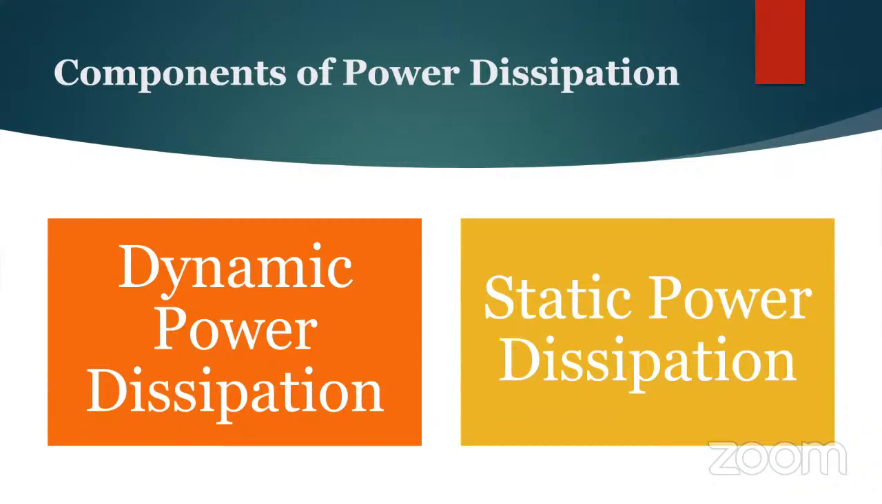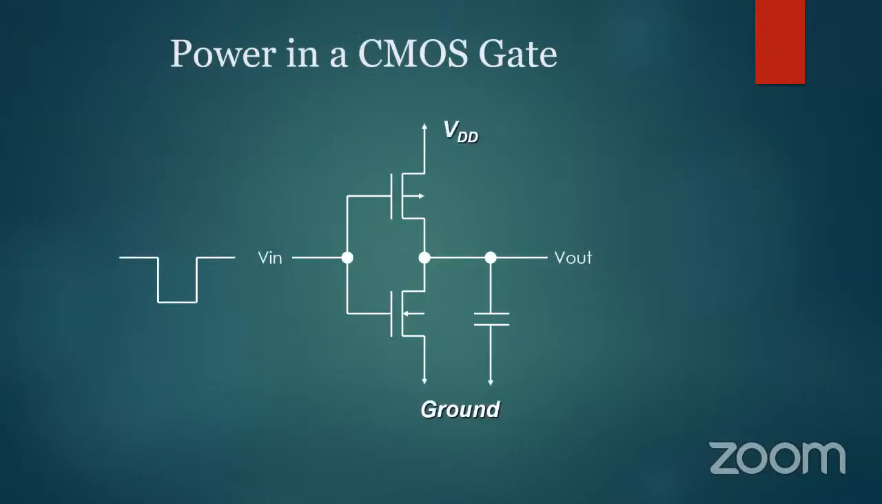And static power dissipation, static means fixed. Fixed power dissipation. It is not dependent on the switching activity of the device. Now we'll clearly discuss in the next slide. So this is a simple circuit I have taken of a CMOS inverter.